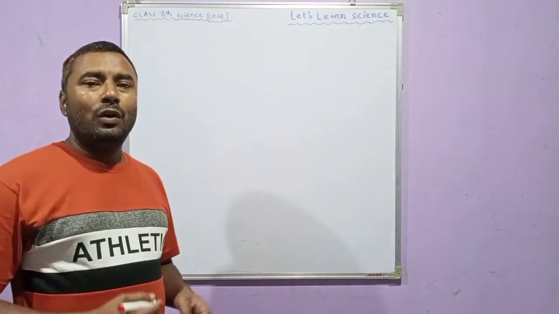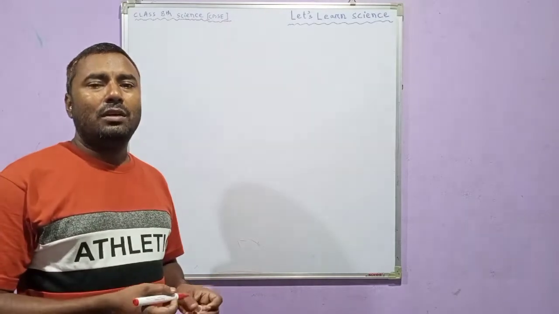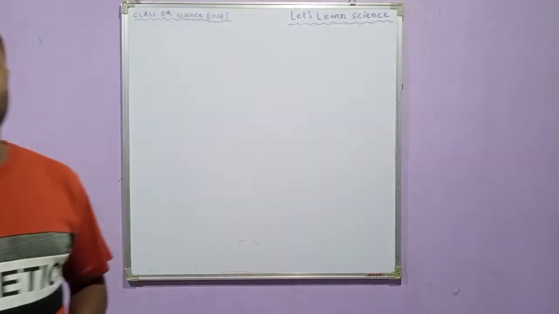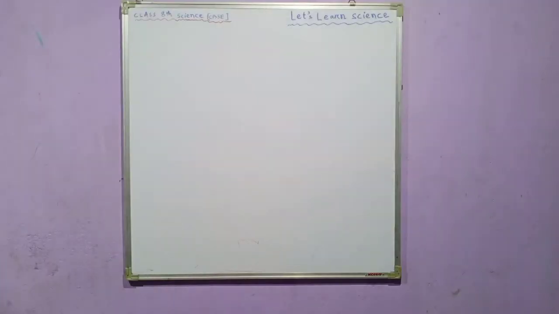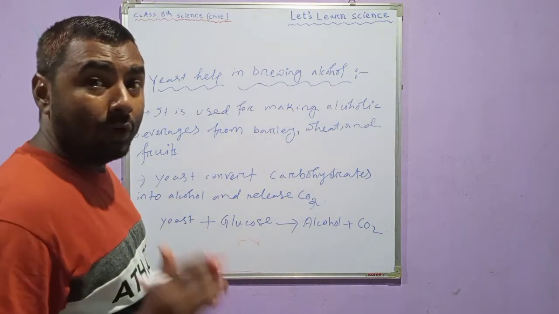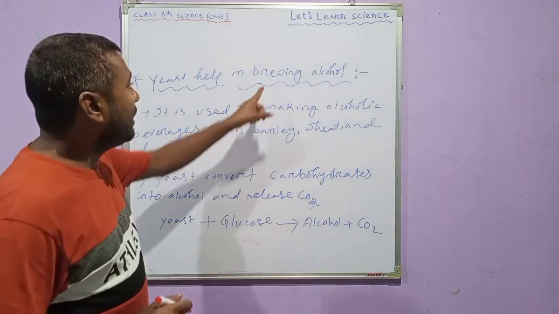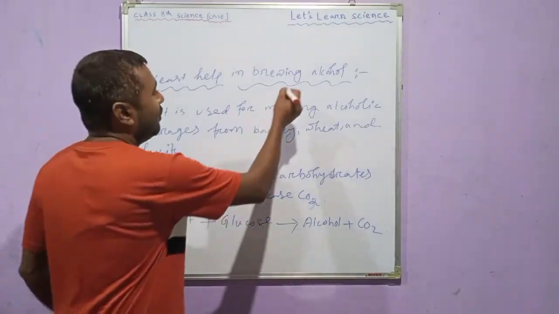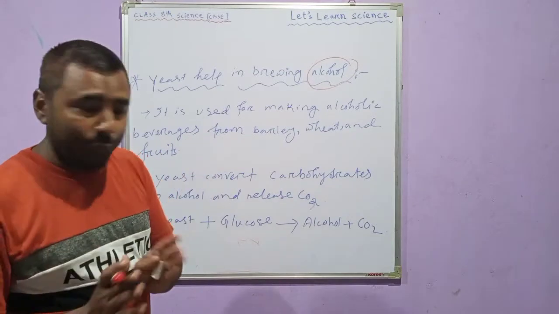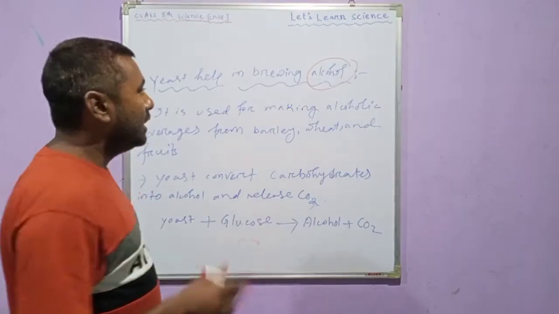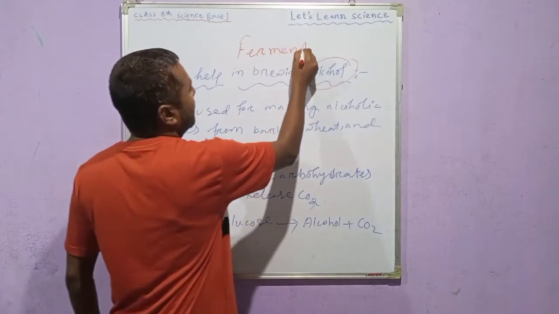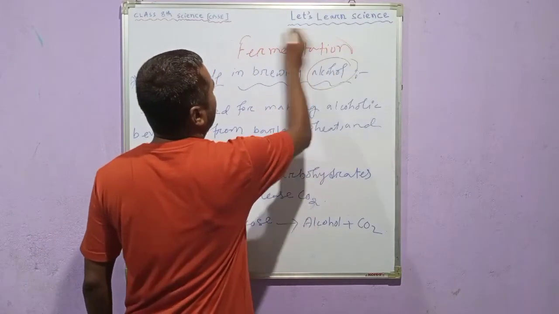Now let's see how yeast helps in the preparation of alcohol by the process of what? Fermentation. So let's see how yeast helps in brewing alcohol. That means how yeast helps in the production of alcohol. The process by which alcohol is produced is called what? Fermentation. You should know the name of this process, fermentation.